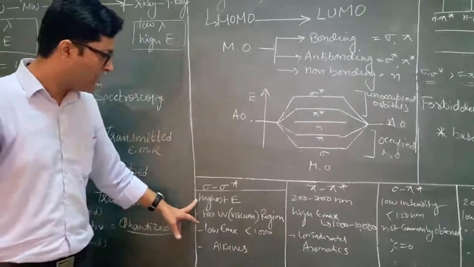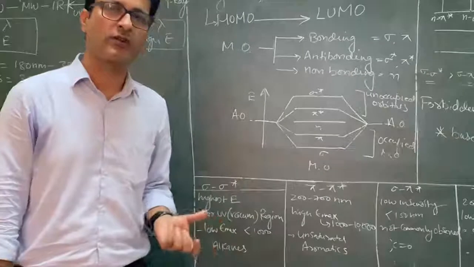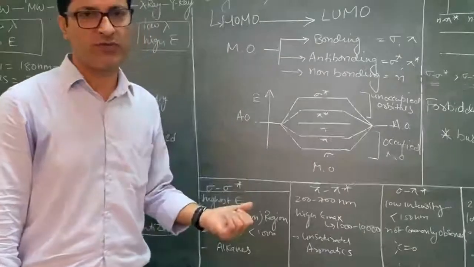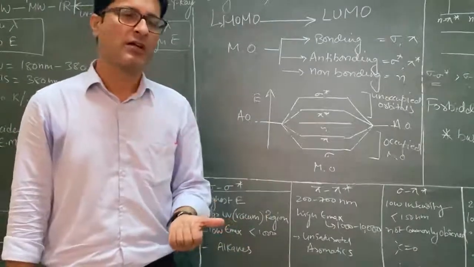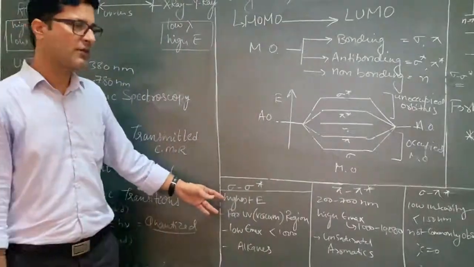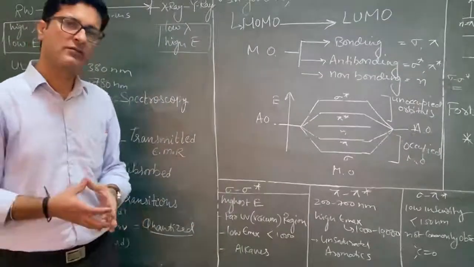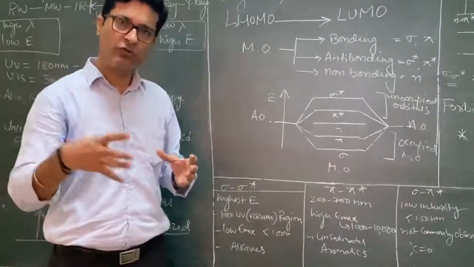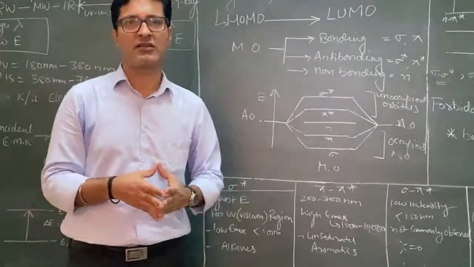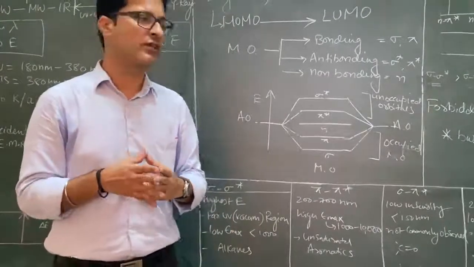One thing to keep in mind is that alkanes, which are saturated hydrocarbons, or cycloalkanes, are able to undergo such transitions. But the problem is that, as we discussed earlier, they are the highest energy transitions, so they require a shorter wavelength. Therefore, such transitions are mainly observed below the UV region, generally called the far UV region.